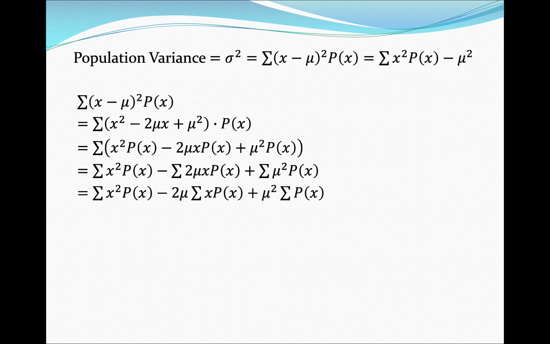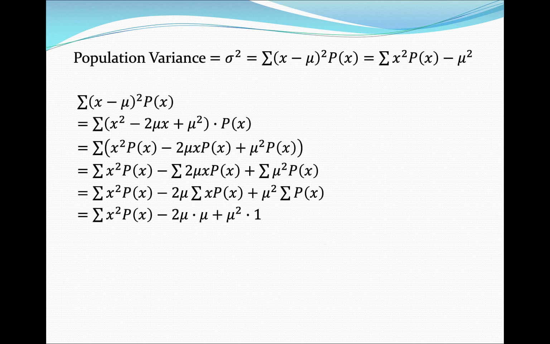If you look at the last term, we also have that mu squared. If mu is a constant, so is mu squared. So we can pull that constant mu squared out front, and all we're left with is the sum of p of x. So now we're at a point where we just need to simplify.